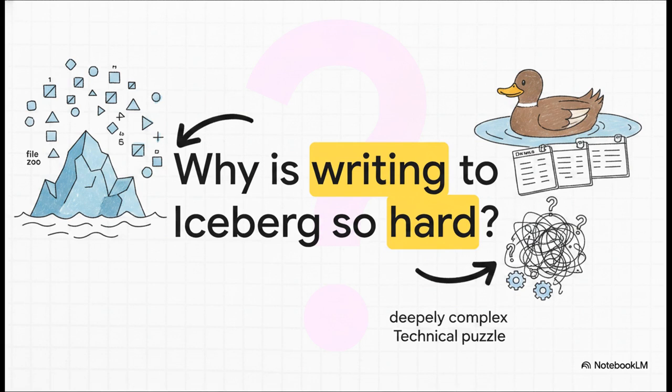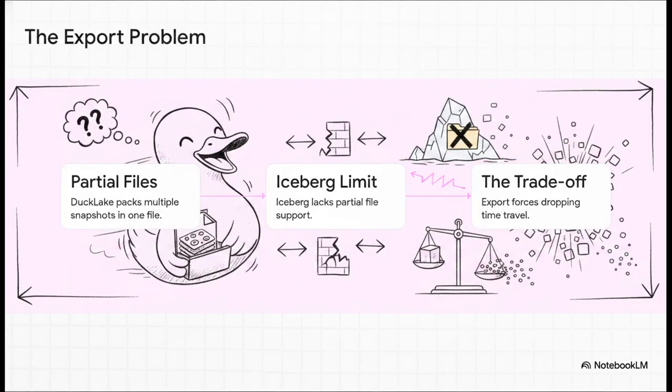Now, reading iceberg data into DuckLake, that's largely a solved problem. DuckLake just uses a zero-copy metadata translation to instantly turn Iceberg's file zoo into a native DuckLake catalog. Pretty slick, right? But writing a DuckLake table back out into Iceberg, well, that presents a fascinating and honestly deeply complex technical puzzle. The friction really boils down to a fundamental clash of formats.